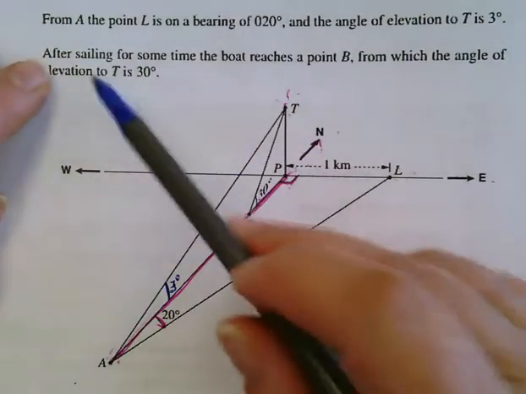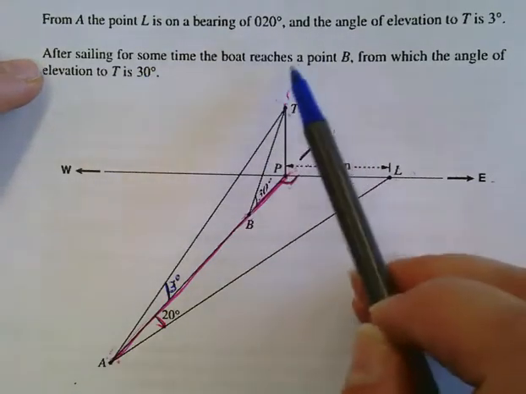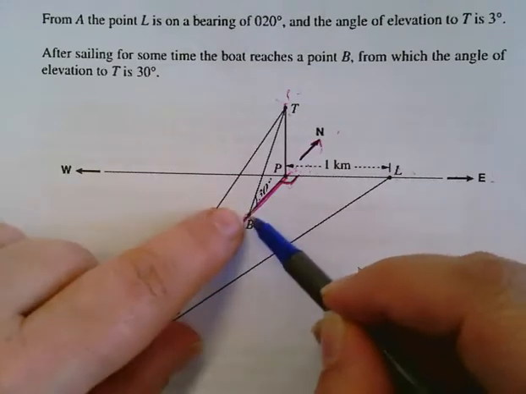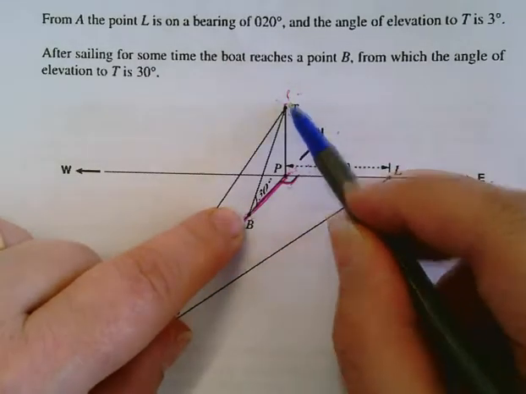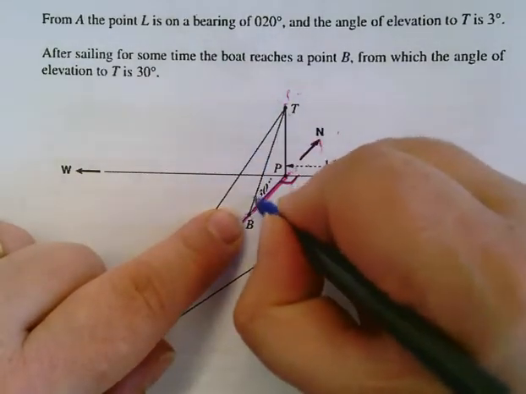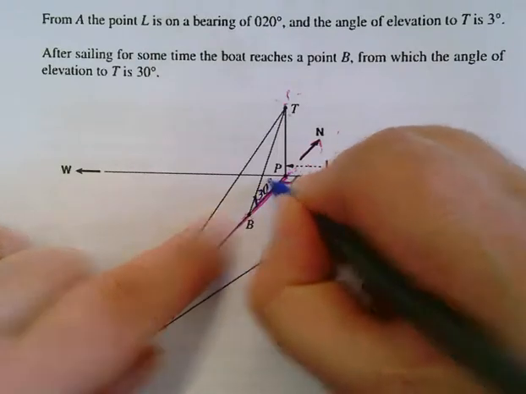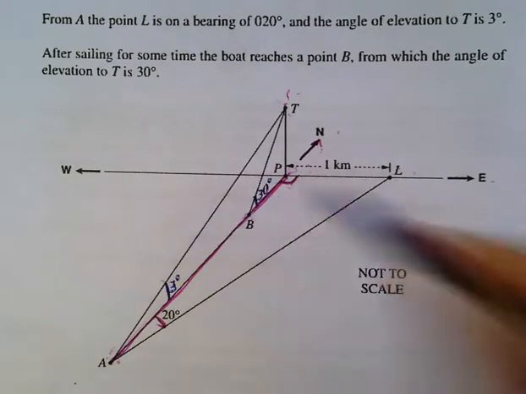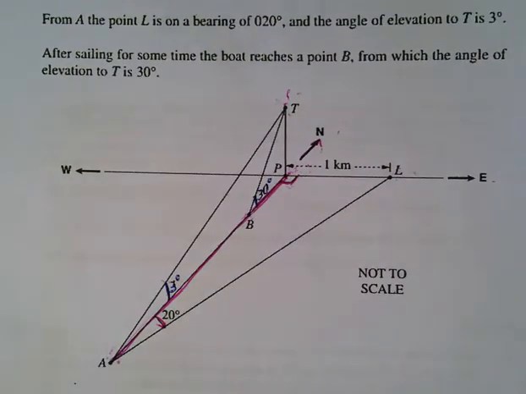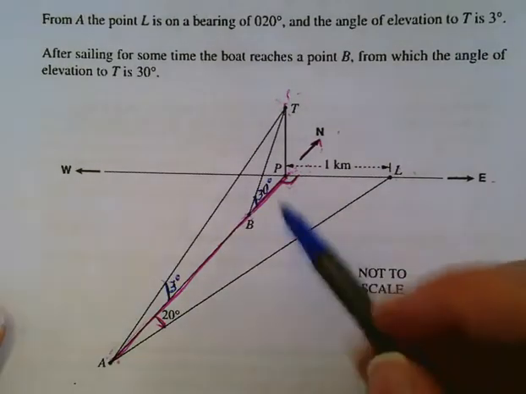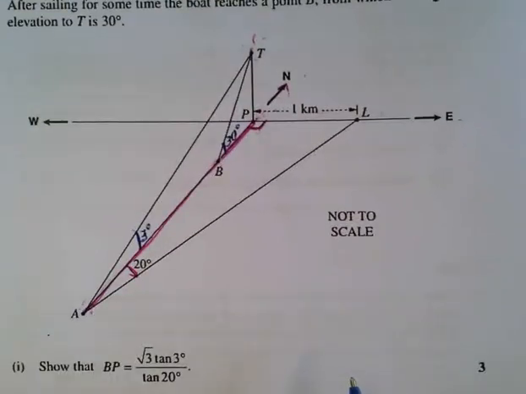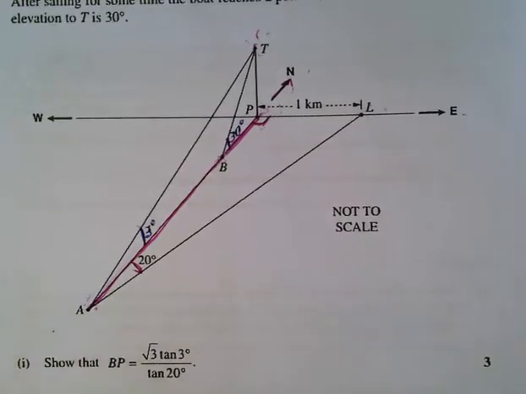Then it says, after sailing for some time, the boat reaches a point B, so the boat's coming along here, and the angle of elevation to the top of T is 30 degrees. So this as well is an angle of elevation triangle. All right, so we've got 3 degrees here, 30 degrees there. Now the question is, show that this distance BP is root 3 tan 3 over tan 20.